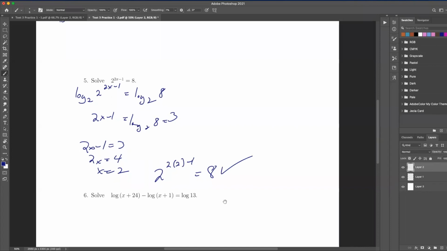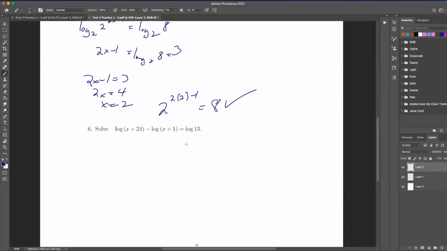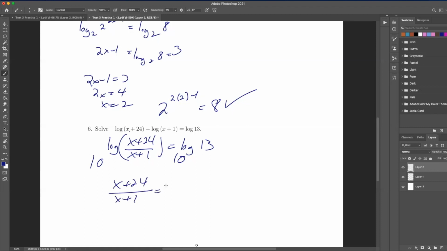All right. Here we have a log equation. And in this case, they'll give you this one. What they want you to do is combine these. So I have this minus this. So it'd be log of x plus 24 divided by x plus 1 equals the log of 13. Now here, since I have logs on both sides, I can just exponentiate both sides. I'm going to exponentiate to 10 because this is log base nothing, so it's log base 10. If it has nothing, it's log base 10. And so this just becomes x plus 24 over x plus 1 equals 13.